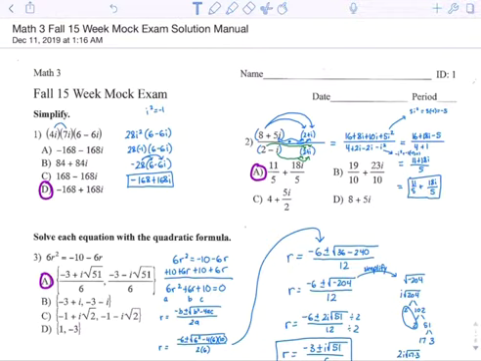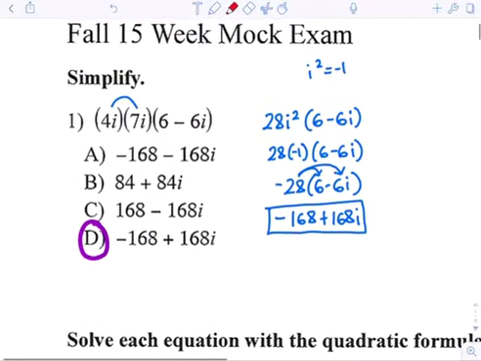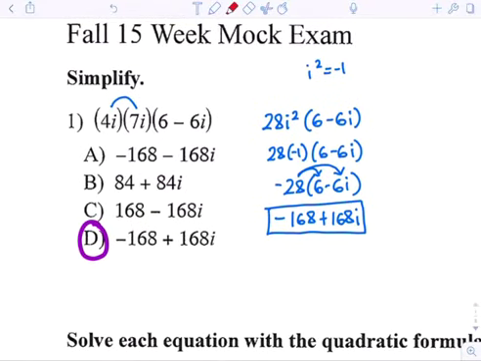Okay, here's your guys' Math 3 Fall 15 week mock exam. Okay, so for number 1, we have imaginary or complex numbers.